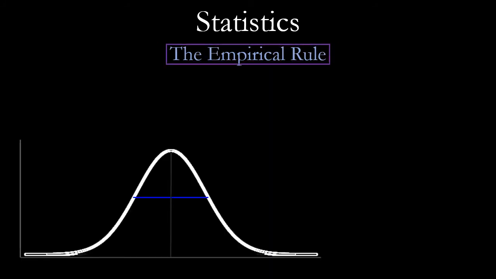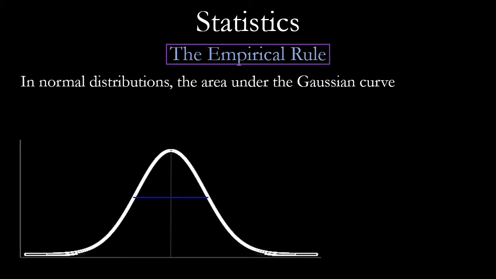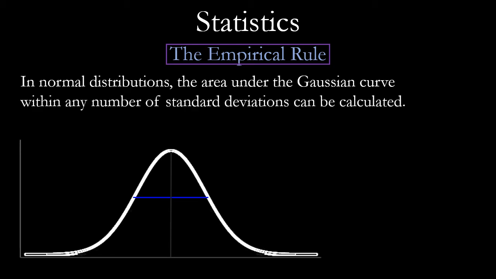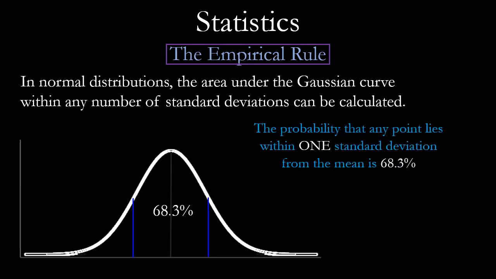Now I want to talk about something called the empirical rule. This is very interesting and very helpful when we are looking at a data set. We have taken the standard deviation. In normal distributions, the area under that Gaussian curve within any number of standard deviations can be calculated, and it can be followed almost as a rule. The area under the curve within one standard deviation is going to be 68.3%. That means the probability that any point under the curve lies within one standard deviation of the mean is 68.3%.